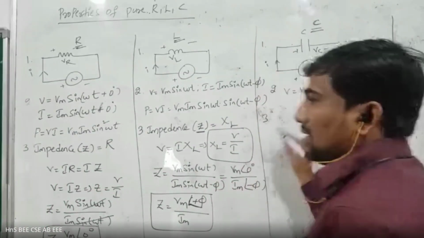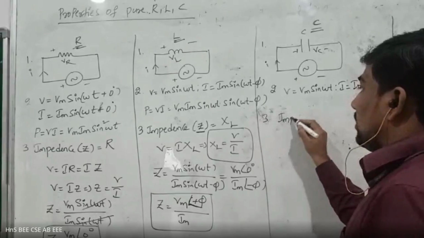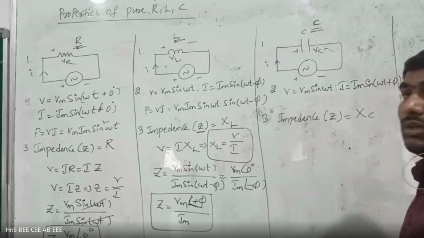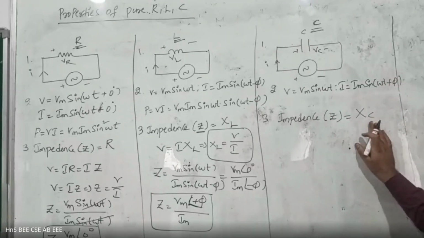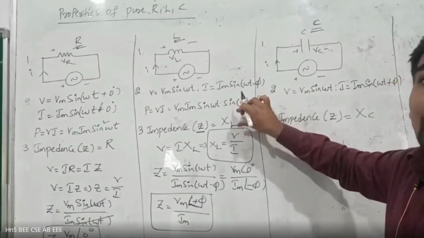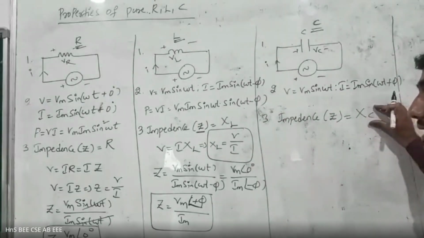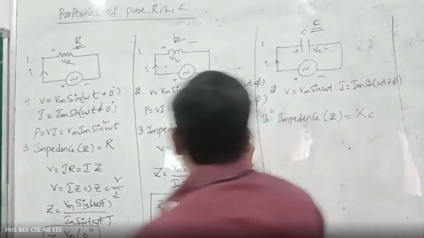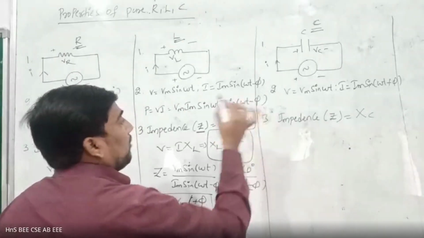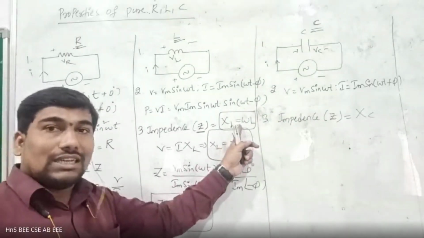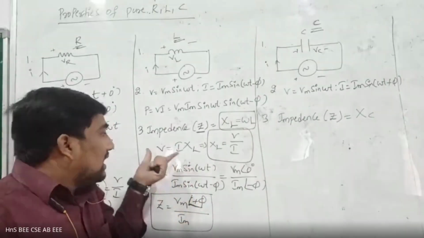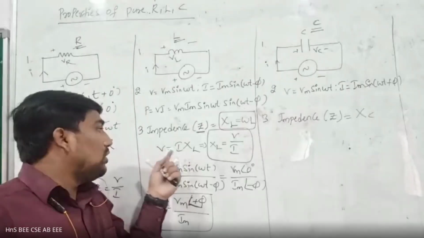For a capacitor, impedance Z equal to XC. What is XC? Capacitive reactance. In our pure inductor, that is called inductive reactance. This is called capacitive reactance. Now we have another formula for XL. XL equal to omega into L. Omega is the angular frequency, L is the inductance. You have to substitute that omega L in our given equation, that is Ohm's law, E equal to I into XL.